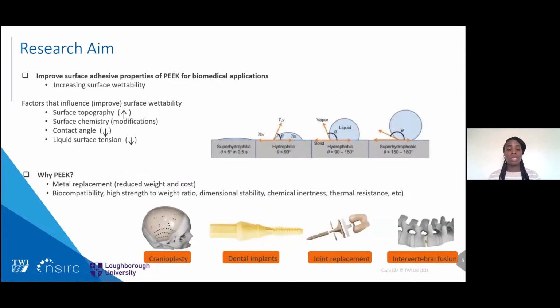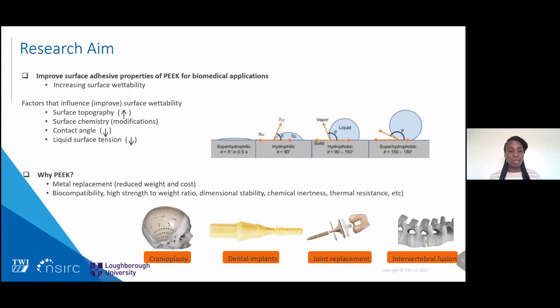Because of the weak interfacial bond that exists between PEEK implants and the human bone, my research is focused on improving the adhesive properties of PEEK for biomedical applications. And several factors influence the wettability of the material: factors like surface topography, surface chemistry, contact angle, and in most cases, the surface tension of the wetting liquid also plays a part in how it spreads on a solid surface.